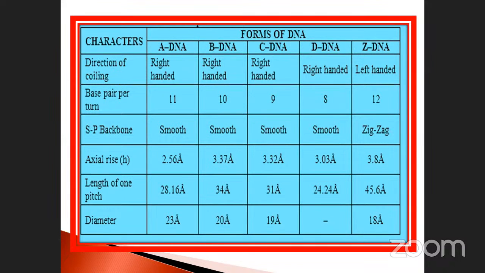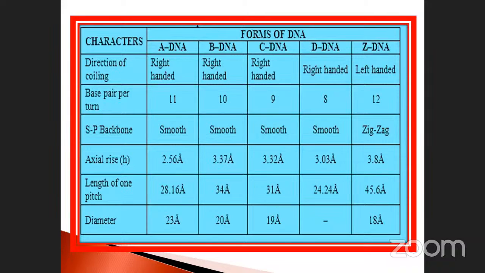Length is height. In between, the diameter is very long compared to this one. Compared to this one, see, 19, 18, 20 only is there. But here it is 23 Angstrom. The diameter is very high compared to others. So the axial rise will be 2.56 Angstrom only. Okay, see here, 3.37, 3.32, 3.3. So we already discussed these things. 28.16 Angstrom. Length of one pitch is 26 only.